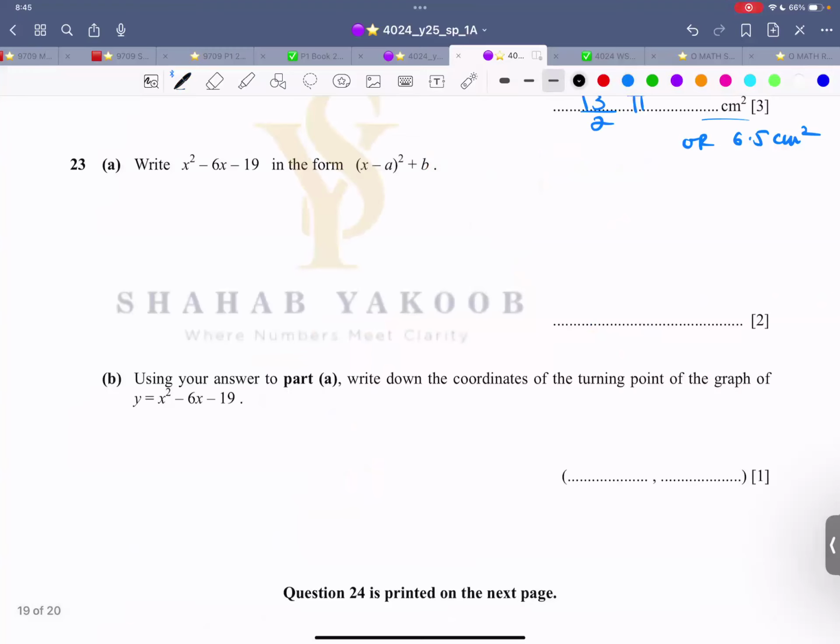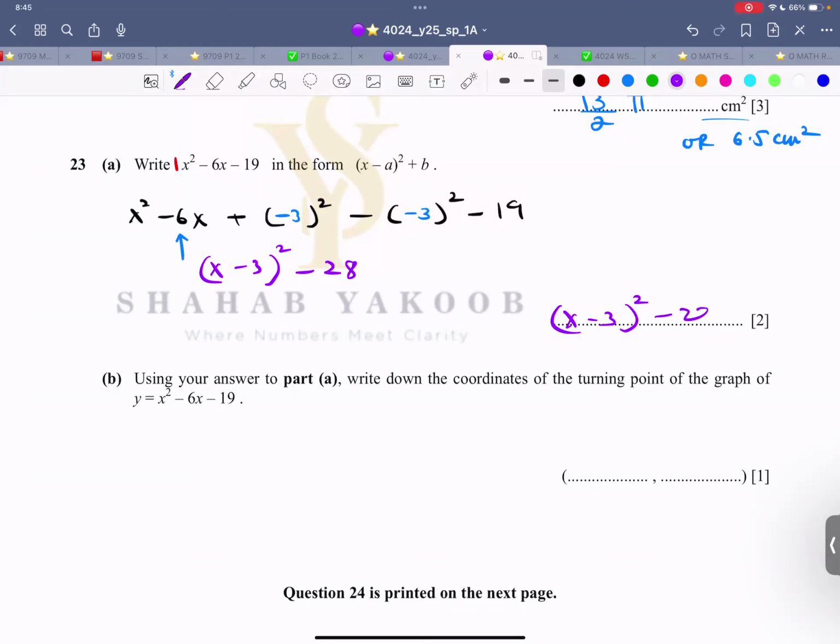Question 23, complete the square. x square minus 6x minus 19 is written as x minus something whole square minus something. Make sure the coefficient of x square is 1. If not, you have to take common. Take half the coefficient of x, first add and then subtract. Rewrite the first three terms as a perfect square. That is x minus 3 whole square minus 9 minus 19. That is 28. And that is how you get this thing. So this is x minus 3 whole square minus 28.